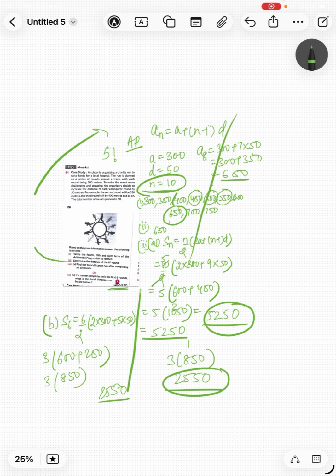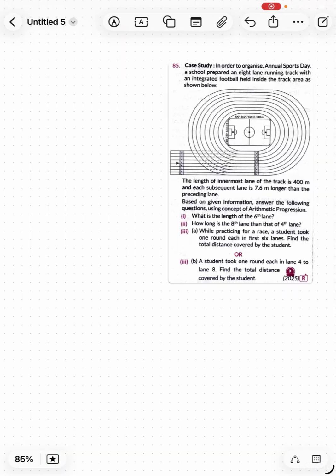Okay. Now moving on to the second question. In order to organize annual sports day, a school prepared an 8-lane running track with an integrated football field inside the track area as shown below. The length of the innermost lane of the track is 400 meters and each subsequent lane is 7.6 meters longer than the preceding lane. So now we have to answer 3 questions based on this case study.